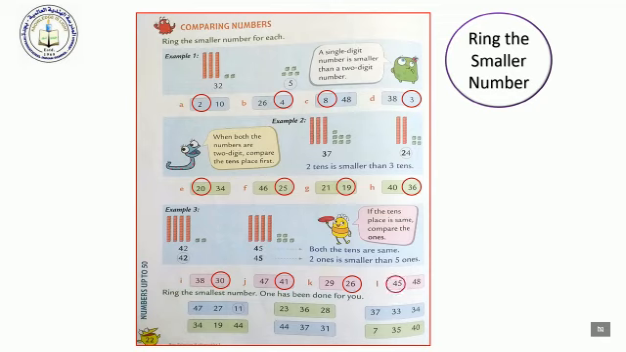Next we have to circle the smallest number. Now let's compare the numbers and circle the smallest number. The first one is given as an example. Here the numbers are 47, 27 and 11. Now can you tell me which is the smallest number here? Yes, 11 is the smallest number. So already it is circled.